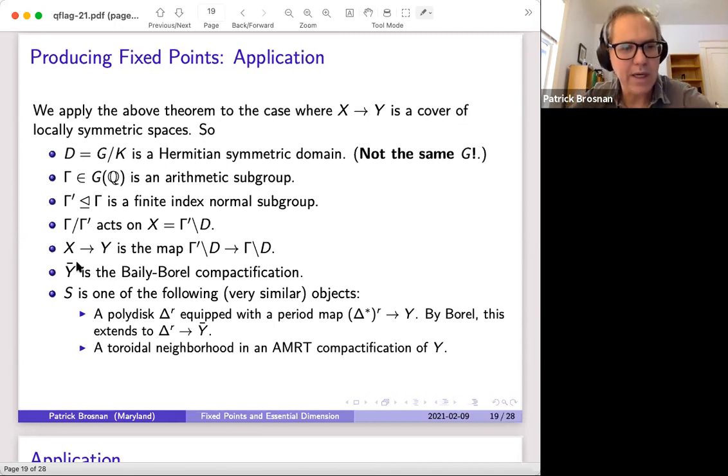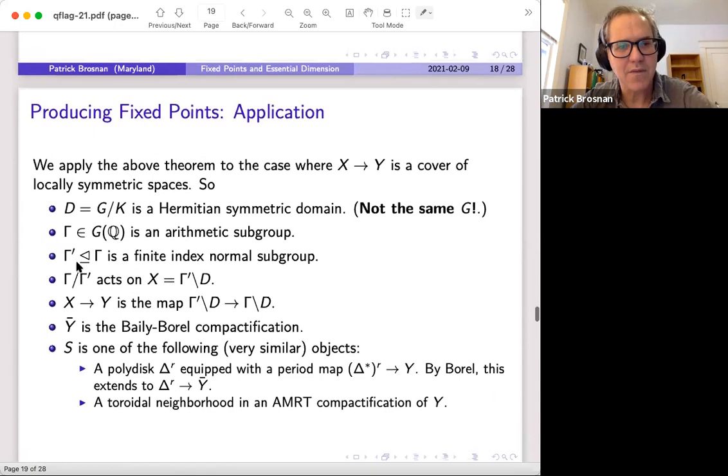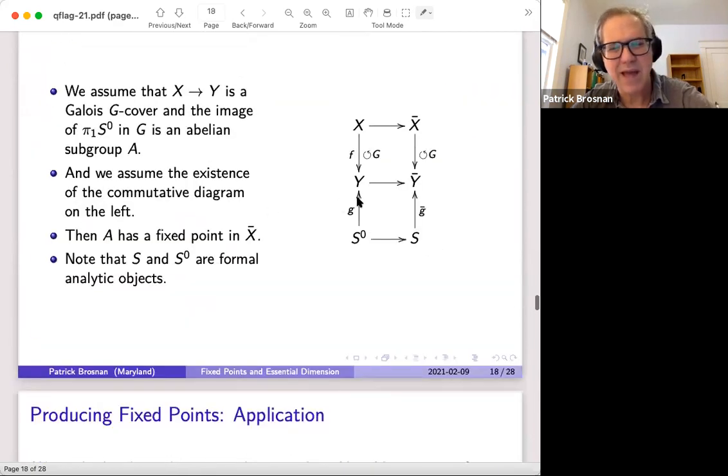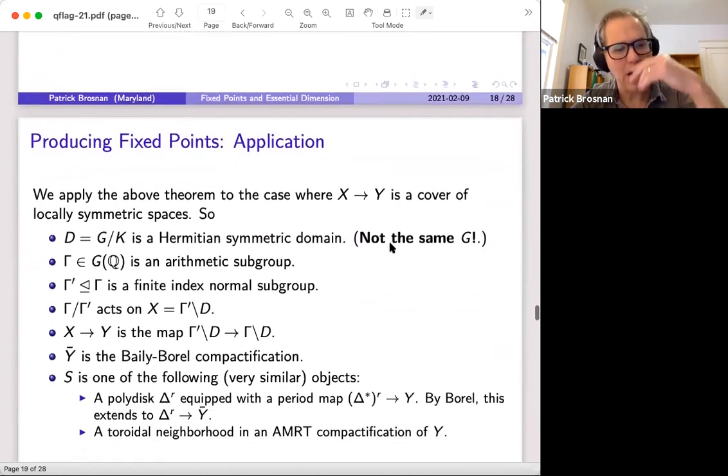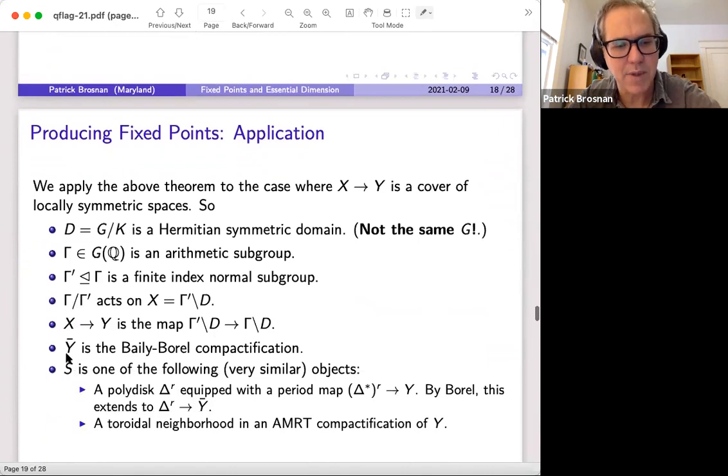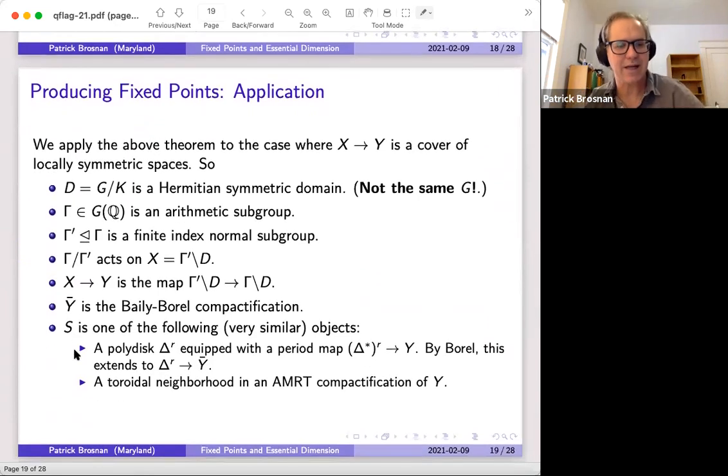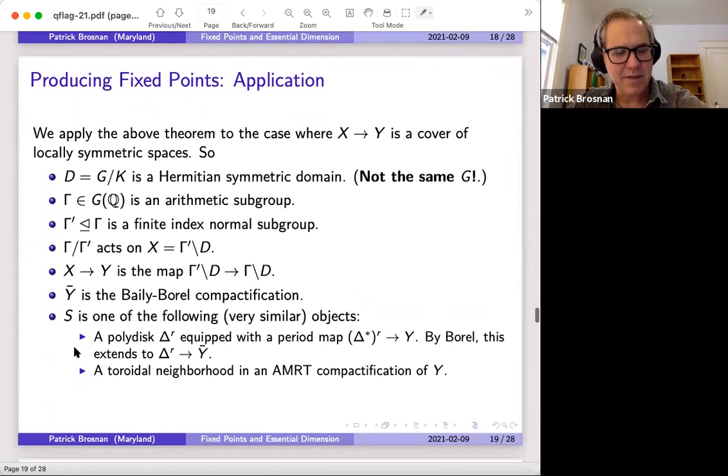So we need a compactification of that Y. The good thing, if you look at this theorem, is that we never said that the compactification Y bar needs to be smooth. Y bar we take to be the Baily-Borel compactification of Y. That's a canonical thing that will compactify Y. So then S is one of the following two very similar, maybe almost the same objects. You could take it to be a polydisc equipped with the period map.